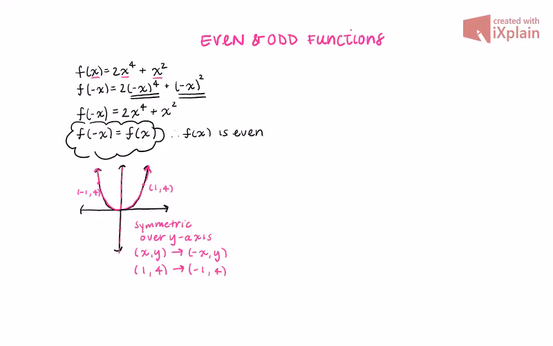So the test for figuring out whether something is even, odd, or neither is to replace an x. If I need to test algebraically, I'm going to replace every x with a negative x. And if I obtain back the original function, that means that f of x is even. Now, graphically, I'm looking for symmetry over the y-axis. And when I see symmetry over the y-axis, I know that the function is even. And numerically, I'm looking for this specific point mapping.